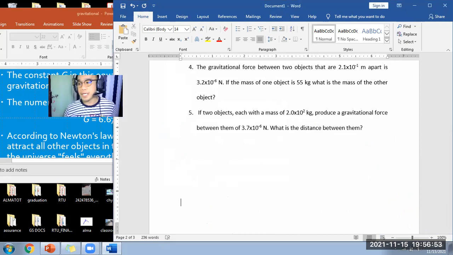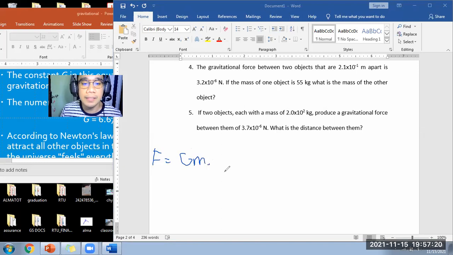So sabi, if two objects each with a mass of 2.10 kilogram produce a gravitational force between them of 3.7 times 10 to the negative 6 Newton, what is the distance between them? So ang hinahanap naman natin is distance. So yung r squared yung hinahanap. So meron tayong formula na F equals G mass 1 mass 2 over r squared. Diba? So ang hinahanap is distance.